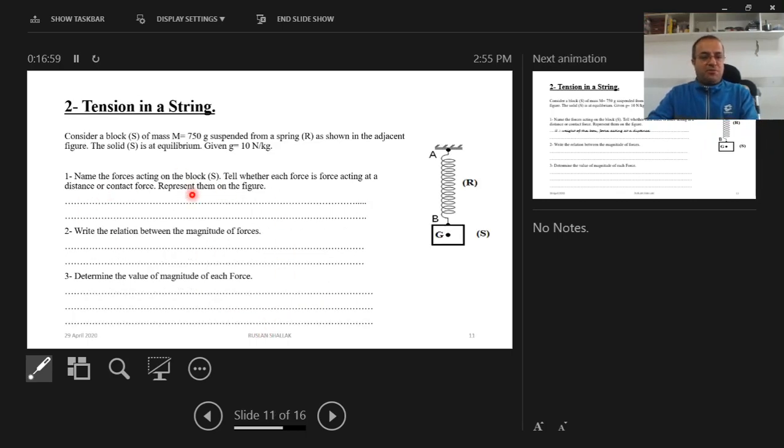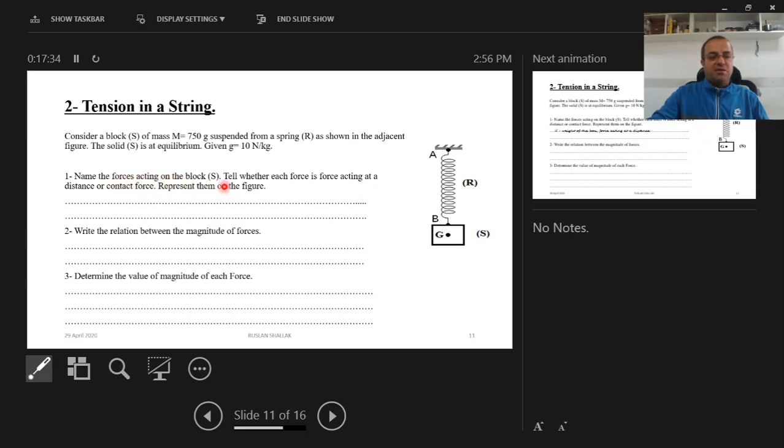Another example of the condition of equilibrium: tension in a string. Consider a block S of mass m equals 750 grams suspended from a spring R. This is the spring R, ressort. As shown in the adjacent figure, the solid S is at equilibrium, given g equals 10 Newton per kilogram. Name the forces acting on the block S. Tell whether each force is a force acting at a distance or a contact force. Represent them on the figure.